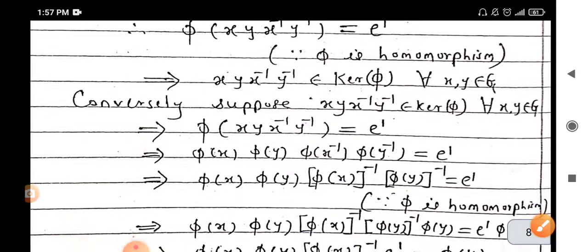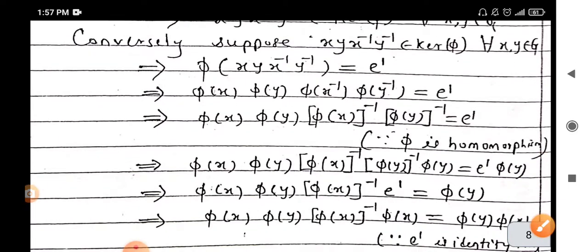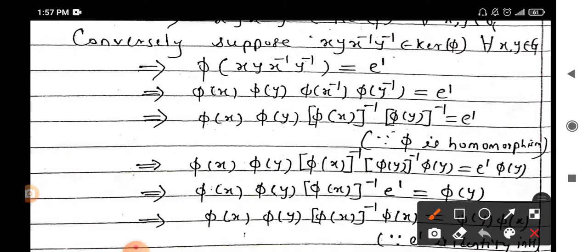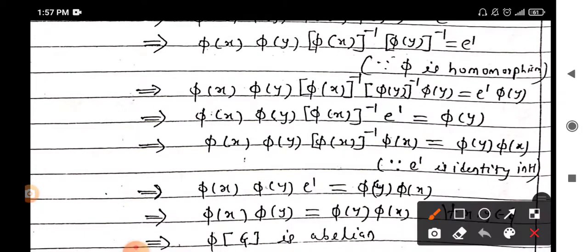Now conversely, x y x inverse y inverse belongs to kernel of phi. Then phi of x y x inverse y inverse is identity, but phi is a homomorphism. Therefore, it can be written as phi of x, phi of y, phi of x inverse, phi of y inverse. It is identity in G dash. Now phi is a homomorphism. Phi of x inverse can be written as phi of x bracketing inverse, phi of y bracketing inverse.